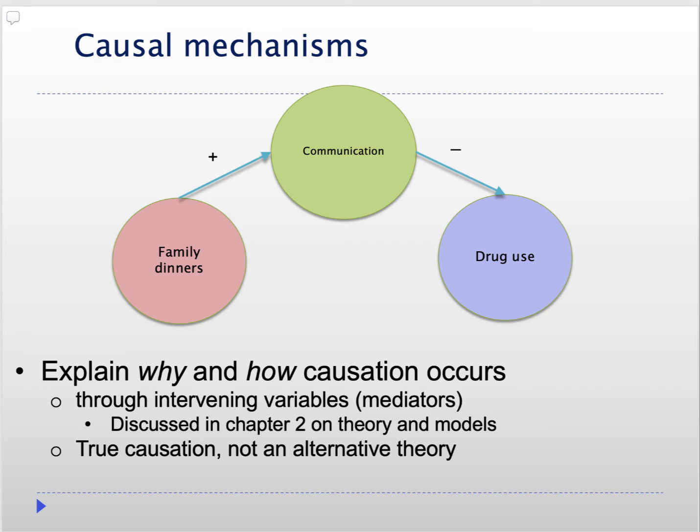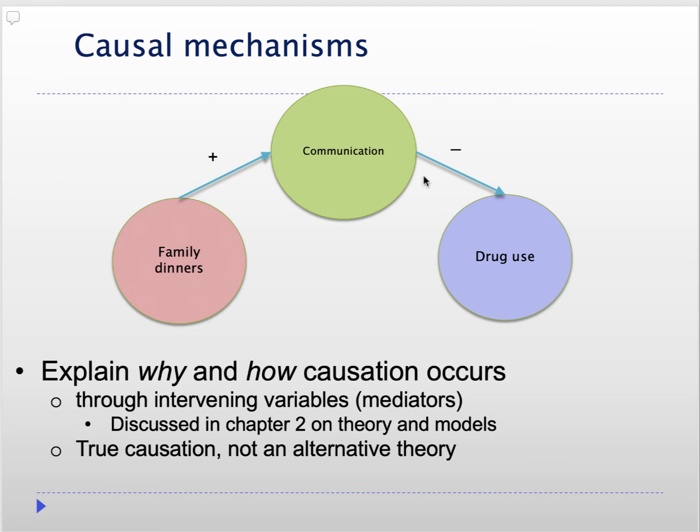So now, just to show the full range of complexity of causal pathways, I want to review some of the things that we had from Chapter 2 on theory and models. One of the first is a causal mechanism. How and why do family dinners reduce drug use, assuming they really do so? One mechanism is through the intervening variable or mediator of communication.